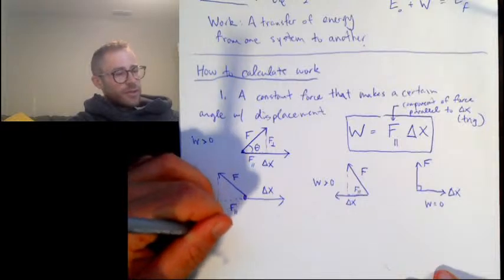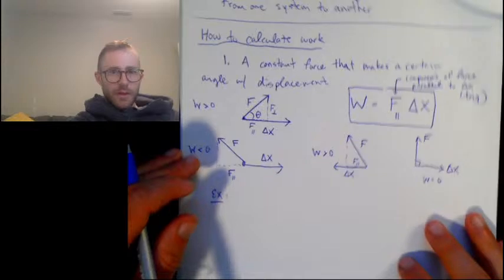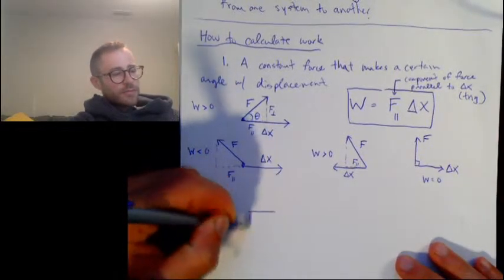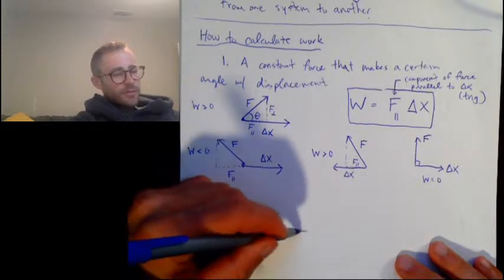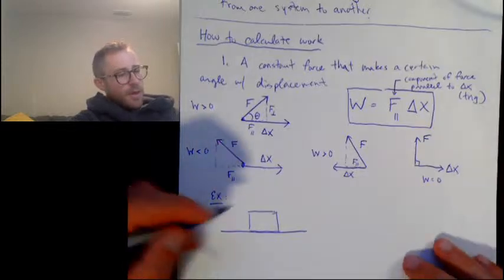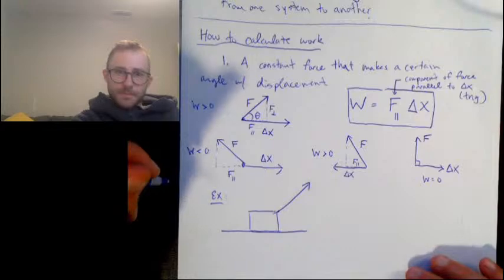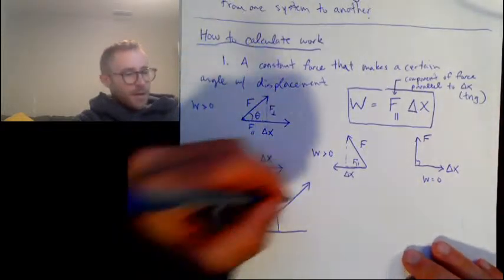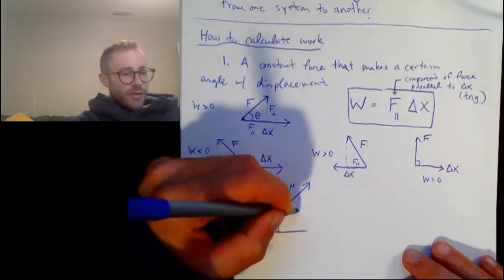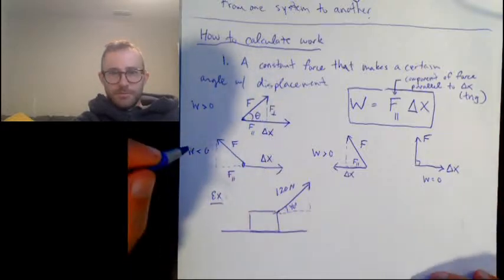Okay, so let's do an example. Let's suppose we have a box that is on the surface. It doesn't matter what the mass of the box is. Okay, and someone is dragging the box with a force. Okay, the force is 120 newtons, and it makes an angle of 40 degrees with the horizontal.